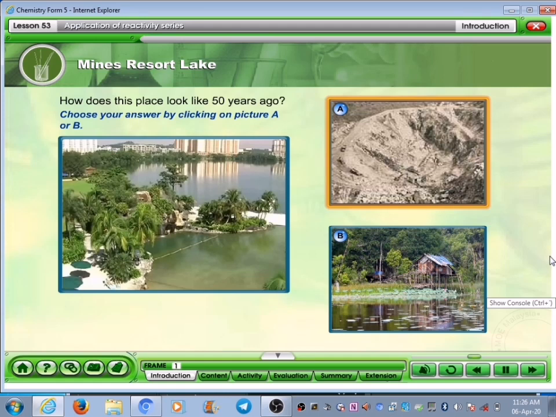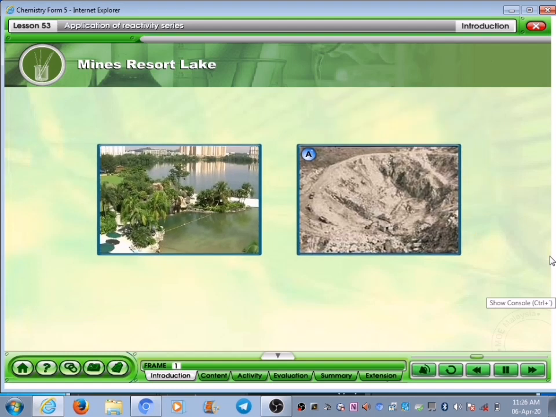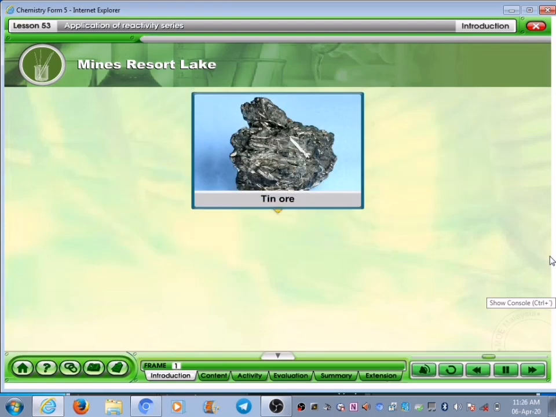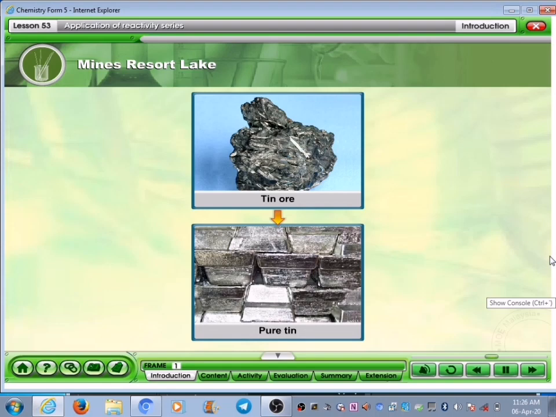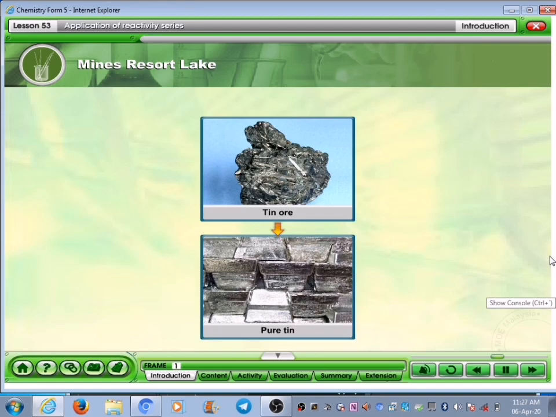Well done! 50 years ago, this was the world's largest open-cast mine. This is where tin ore was found. Pure tin is extracted from tin ore before it can be used commercially. Do you know how tin is extracted from tin ore?